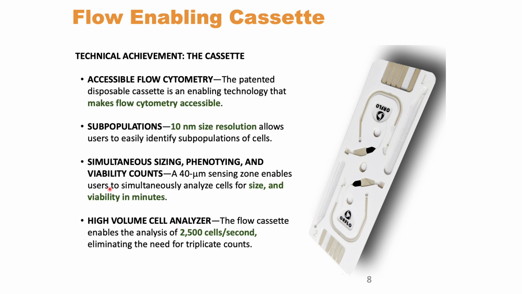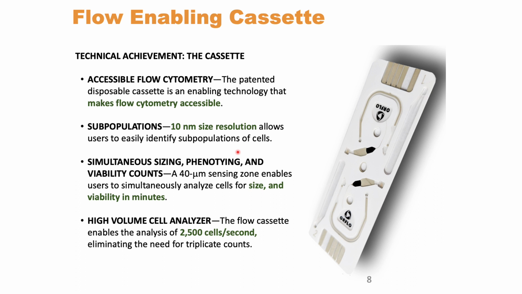Moxi V specifically works with this type of cassette that you'll be using in lab. This allows for accessible flow cytometry as it makes flow cytometry affordable and so accessible. It allows us to detect subpopulations, so it can detect 10 nanometer sized resolution, and that's going to allow you to easily identify subpopulations of cells. So how pure is your cell sample? It also allows for simultaneous sizing, phenotyping, and viability counts.